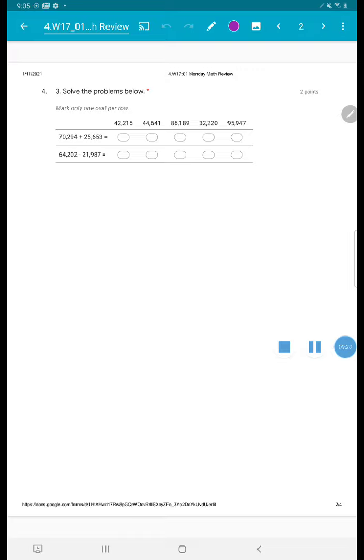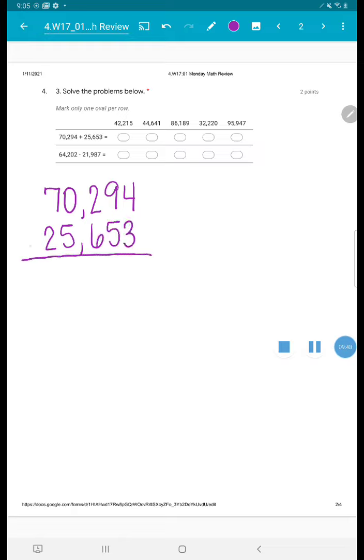Number 3, we have an addition problem and a subtraction problem. So we'll solve the addition first. We've got 70,294 and 25,653. And we are adding those.